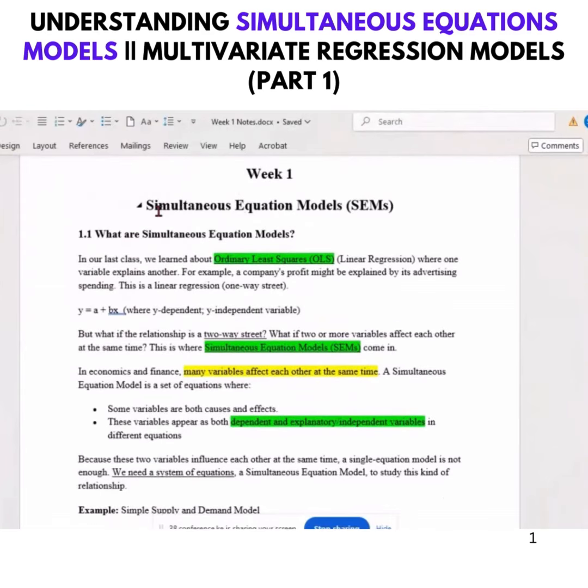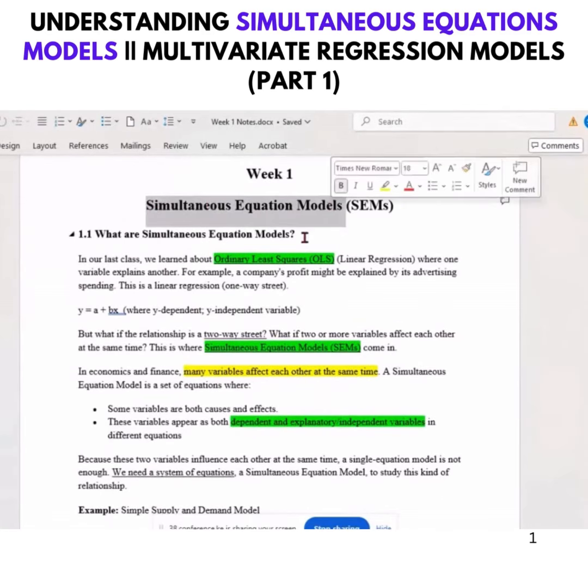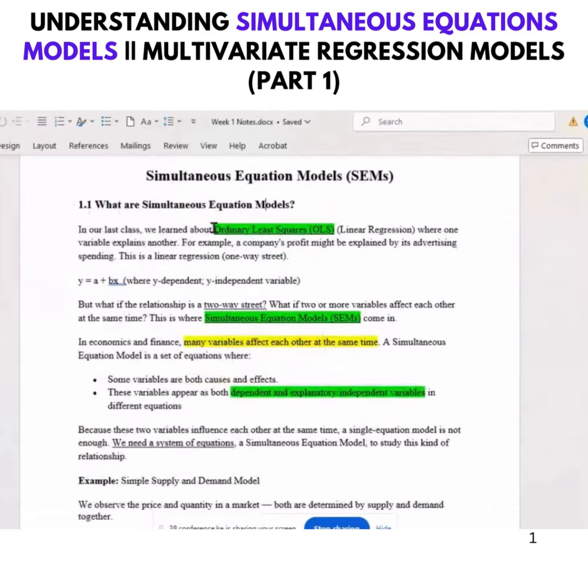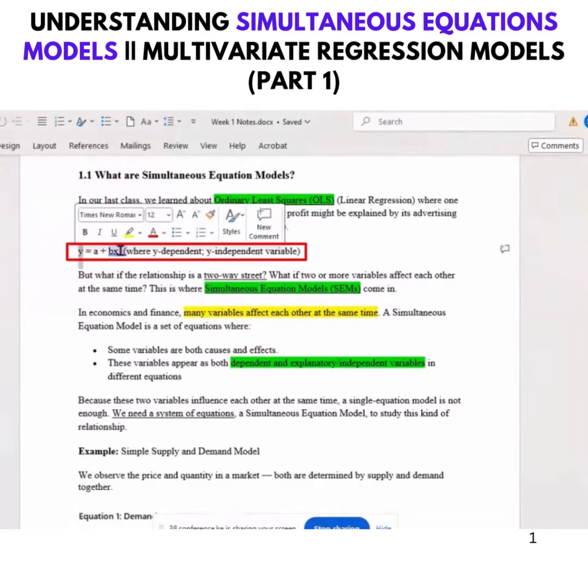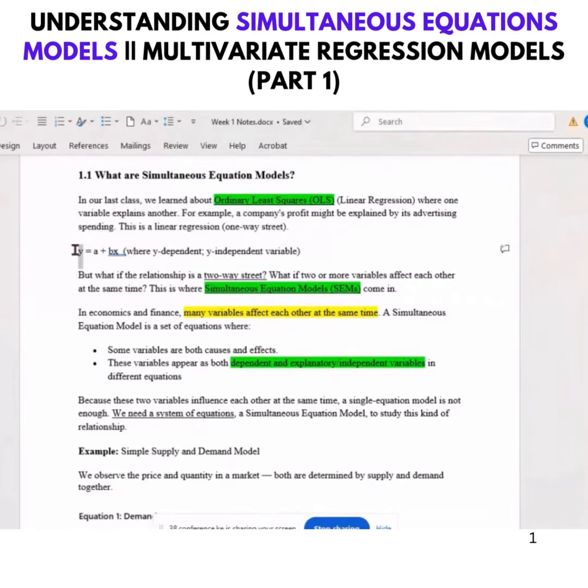In this lesson, we shall be dealing with simultaneous equations, and we have already discussed that the models that we usually use is called the OLS, the linear regression model, or what we call the ordinary least square method. And we have said that this least square method is whereby we have two variables. One is called the dependent variable, and the other one is called the independent variable. And in this case, y is the dependent and x is the independent. So we are investigating how does x affect y, or how does the independent variable affect the dependent variable.